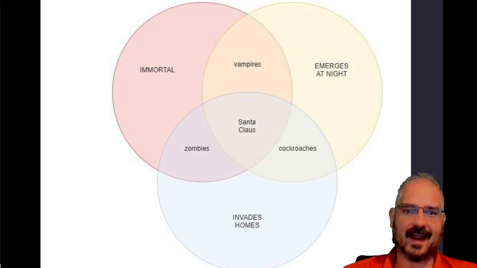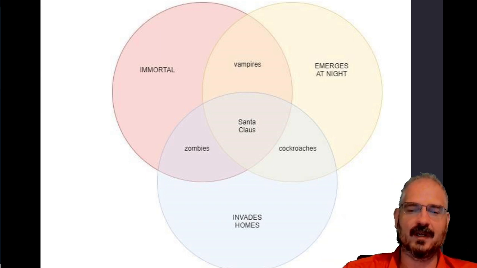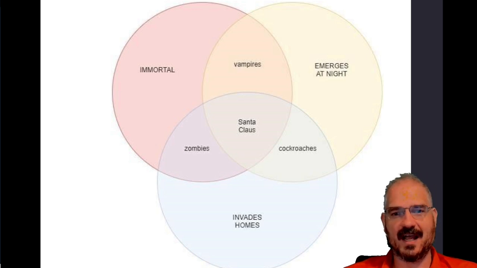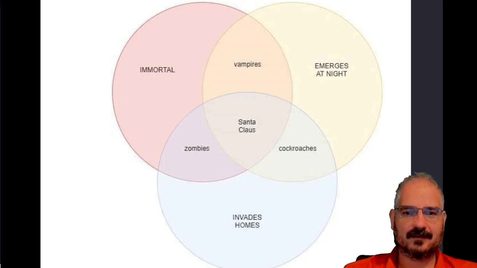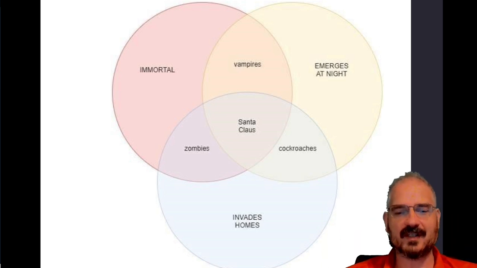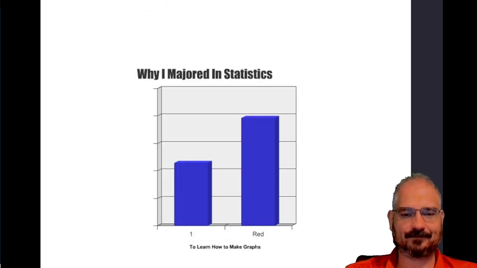So immortal and invades homes, but doesn't care whether it's night or day. So in the two groups of immortal and invades homes, but not in the group of only emerges at night, are zombies, right? And then where all three overlap, the one thing that is immortal and it emerges at night and it invades homes, obviously Santa Claus, right? So that's how Venn diagrams work.